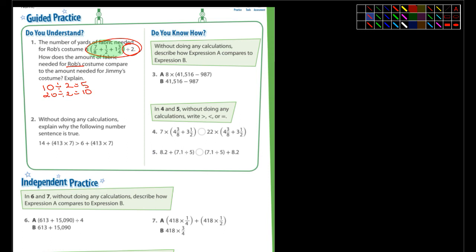Notice what's happening to these numbers. They're being cut in half. 10 is twice that of 5, and 20 is twice that of 10. So when you divide something by 2, it's being essentially cut in half. So Rob's costume, so you could phrase it, Rob's suit, that's easier than costume, is half that of Jimmy's.